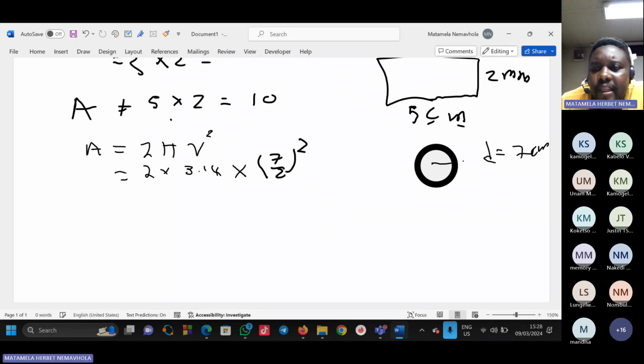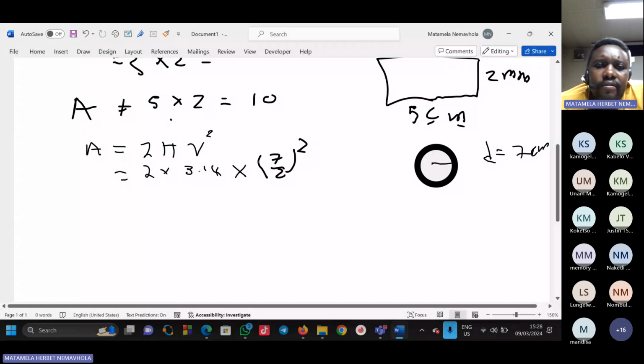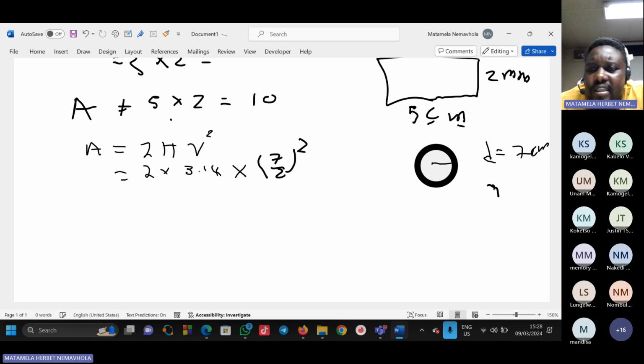squared. So sometimes instead of 7 over 2 like this, you can calculate what 7 over 2 is outside, then just substitute the answer you get. 7 over 2 is going to be 3.5. You can just write 3.5 squared there. So let me just use 3.5, but at least you understand what I have said.